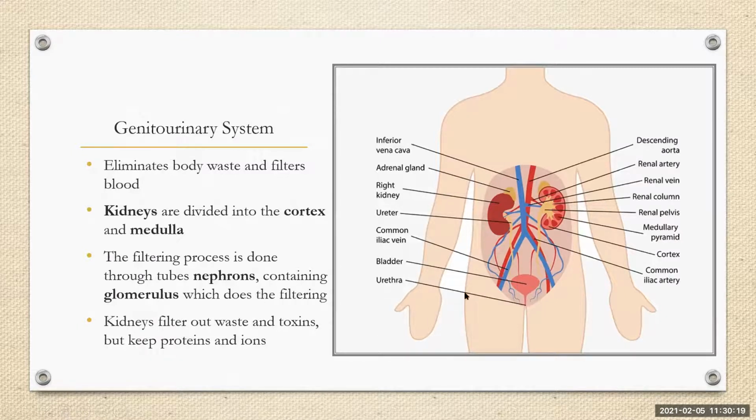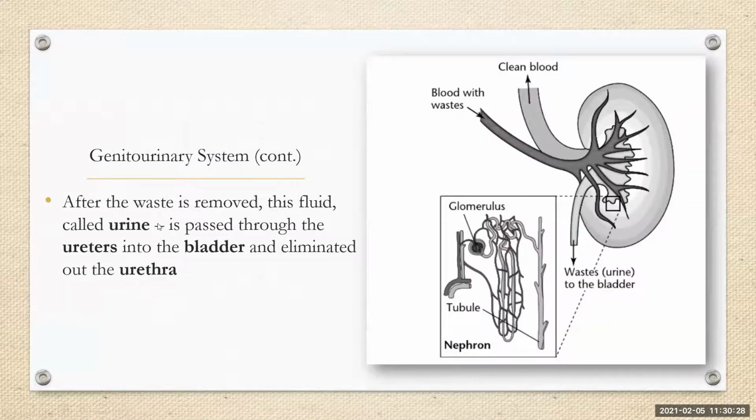The kidneys filter out the waste and toxins, but they keep proteins and ions inside the blood and flush that back to the body. After the waste is removed, this fluid is called urine, and this urine is passed through the ureters into the bladder. Here it's stored until time to pee, when it's expelled out the urethra.